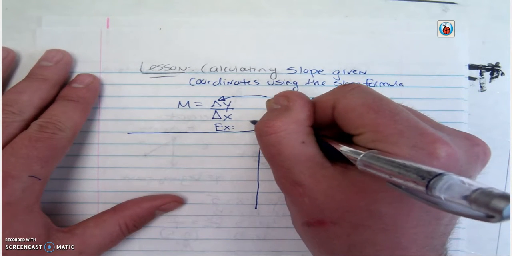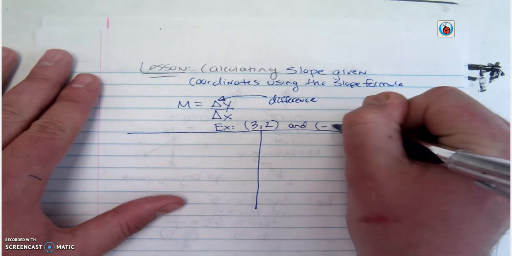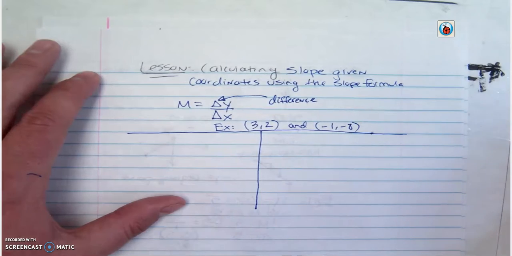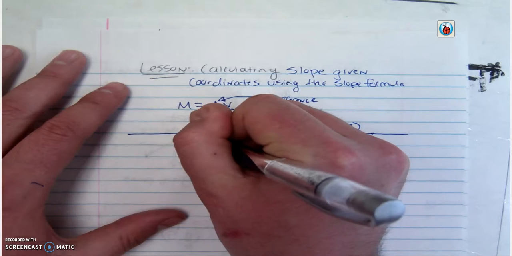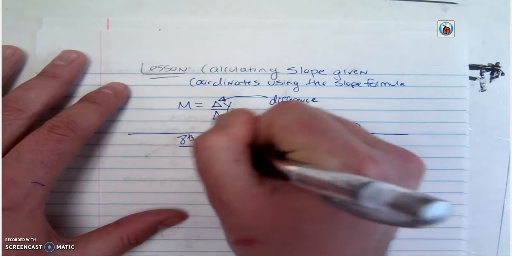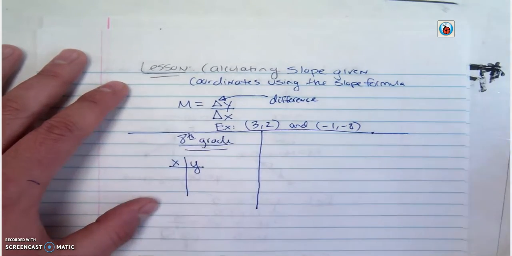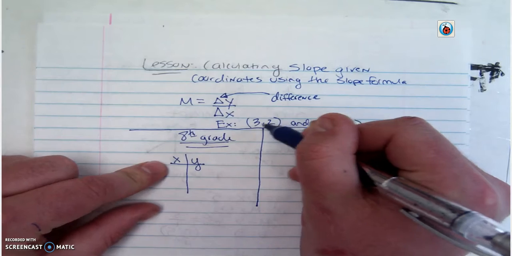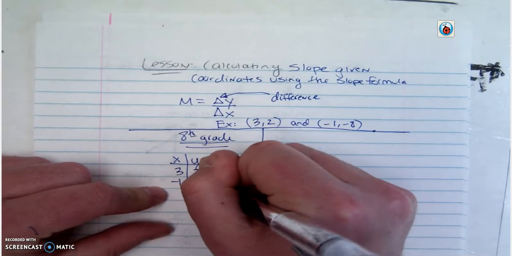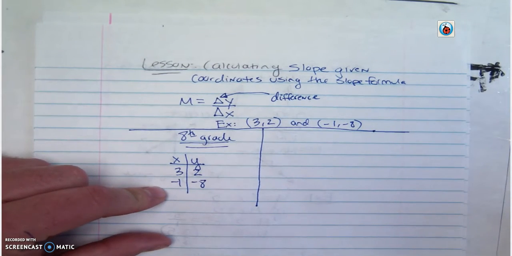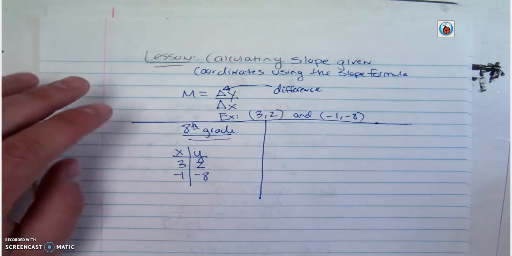So here's the example. Given the 2 points, (3, 2) and (-1, -8), I want you to find the slope. We're going to start off with the 8th grade teacher's way, the one that your teachers have shown you, and that is to simply make an x and y t-chart. We're going to rewrite our coordinates right in that chart, (3, 2) and (-1, -8). This does make life a little bit easier for us because now we have a nice little graphic organizer to help us out.